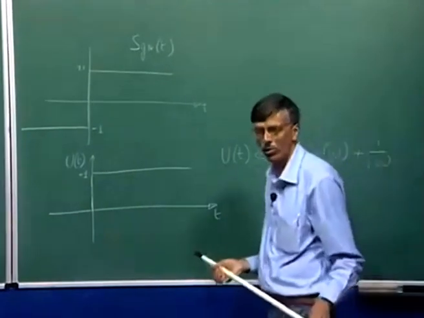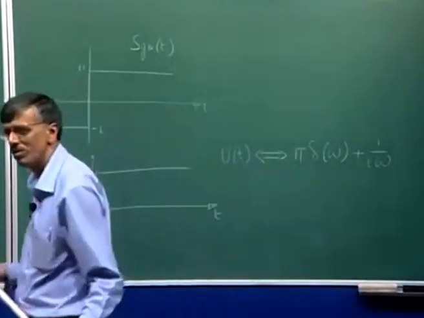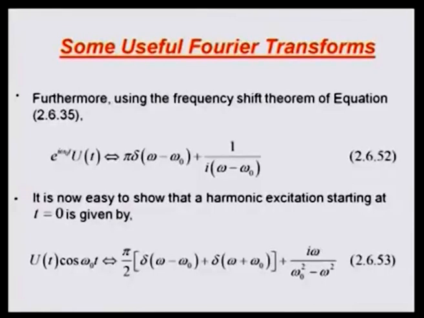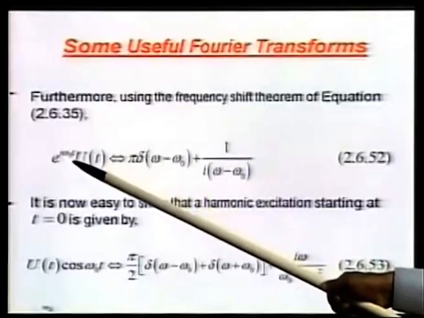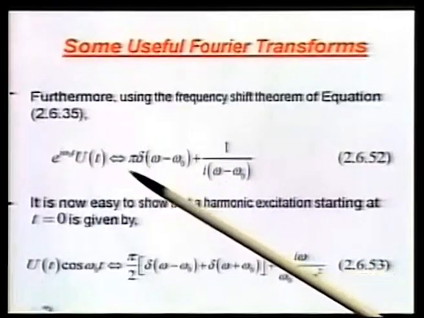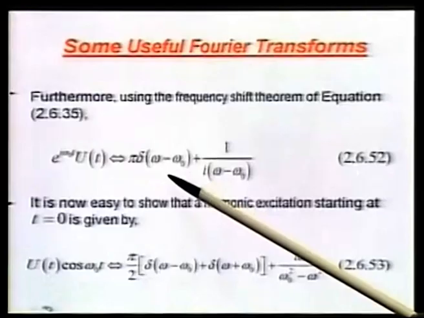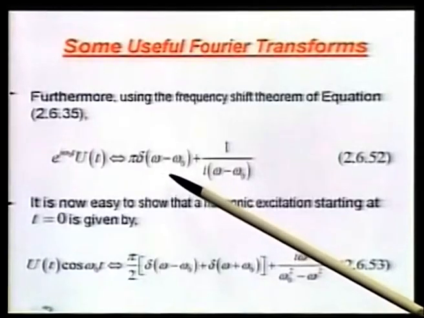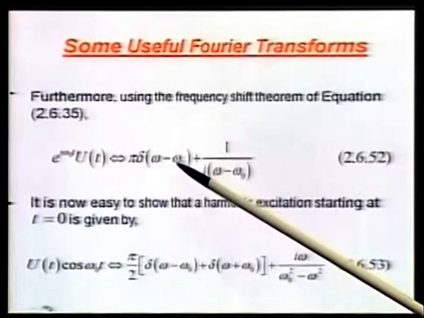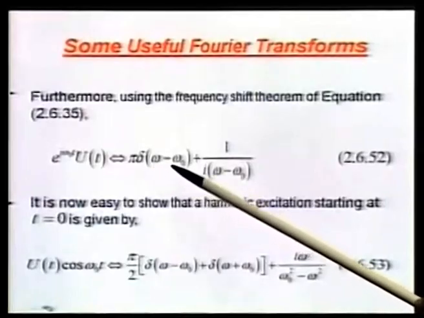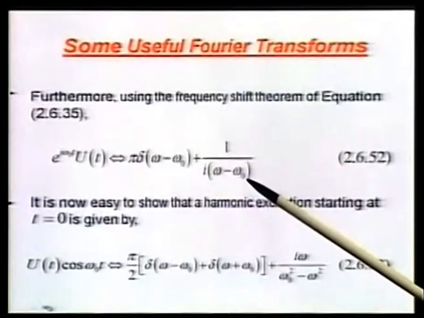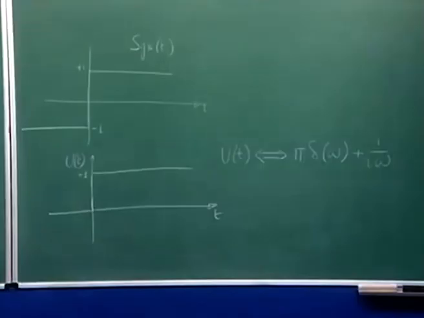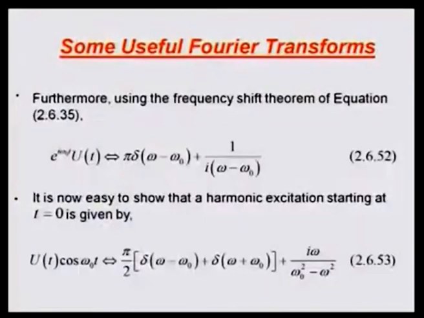So, now what we could do is use the frequency shift theorem. Then what will happen? If I take u of t and multiply it by e to the power i omega naught t, then I will shift the origin from omega equal to 0 to omega naught. So, this argument will become this, and this will be this. So, you can very clearly see the utility of this. This is very, very important.